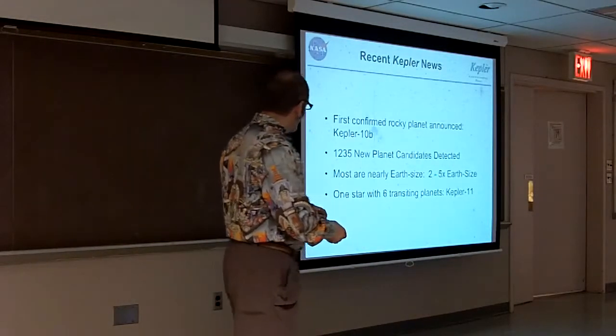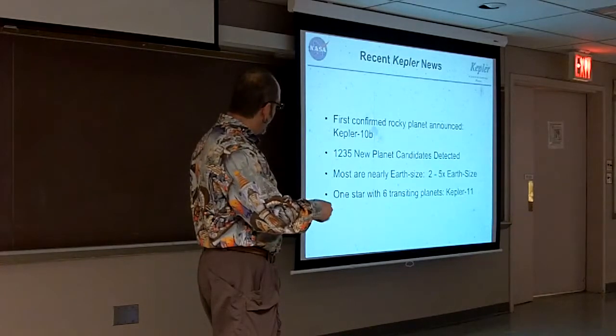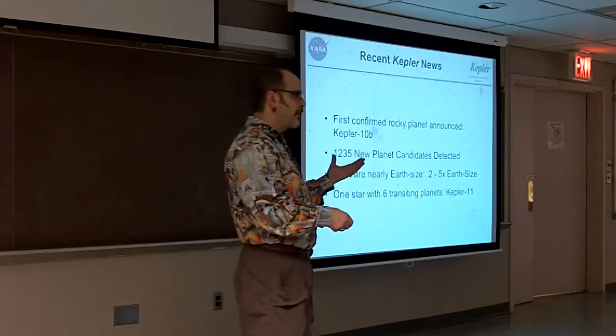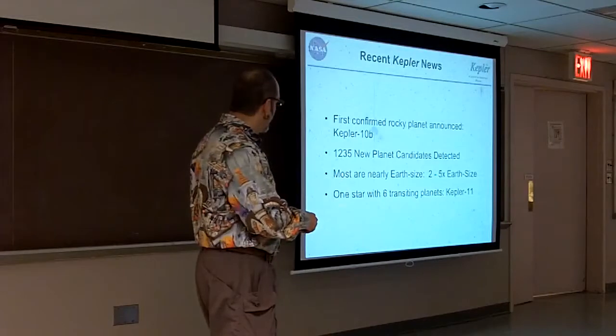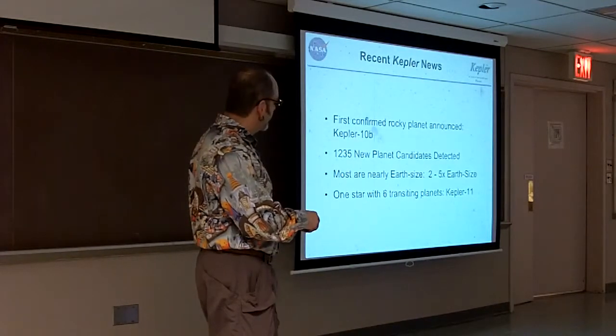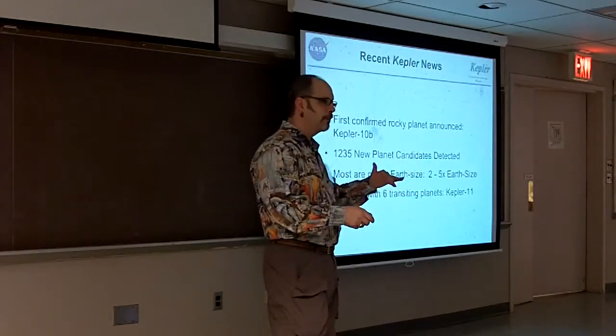So, on the same day that we announced these candidates, we also released all the data for the first 120 days on approximately 180,000 stars. We announced the confirmation of 6 transiting planets around one star, Kepler 11. So this is a very compact, very flat, planar system.